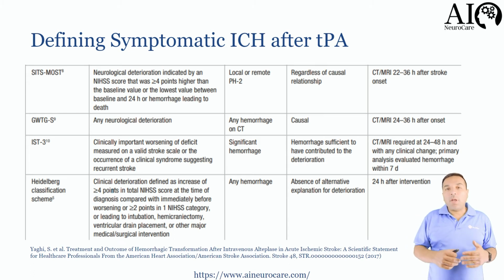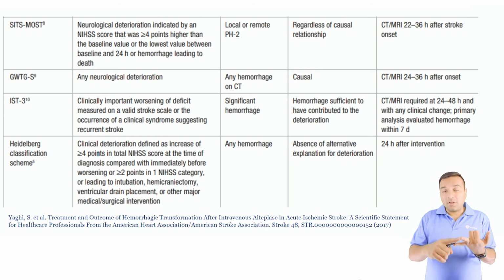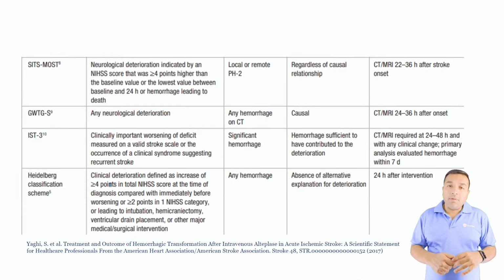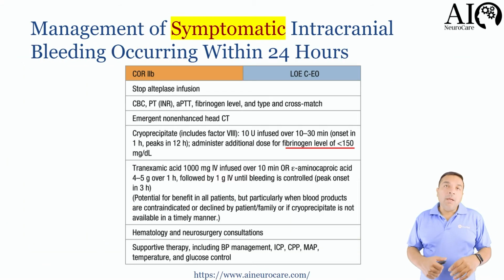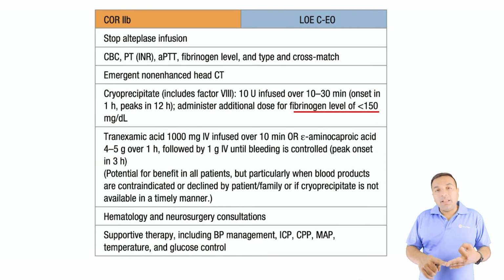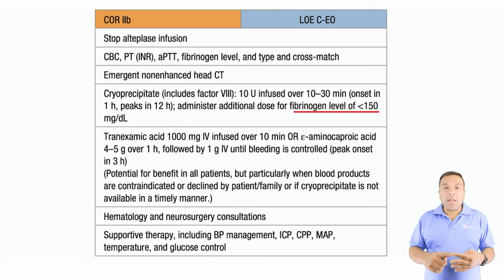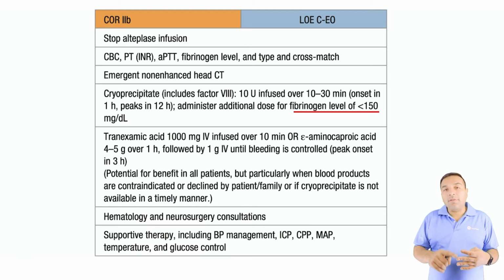First and foremost, you have to understand how to define it radiologically, how to define symptomatic intracerebral hemorrhage, and then, God forbid, if it does happen, what to do about it. What you have to do is, of course, stop the tPA, get a stat CBC, PTT, all the labs that you need to get, and then the mainstay of therapy is cryoprecipitate, and the lab that you have to focus on is the fibrinogen level. You give about 10 units of cryoprecipitate, check the fibrinogen level, and then repeat dosing until the fibrinogen level is greater than 150.